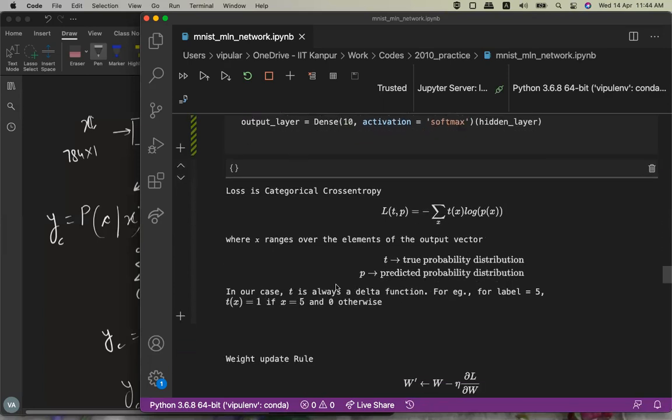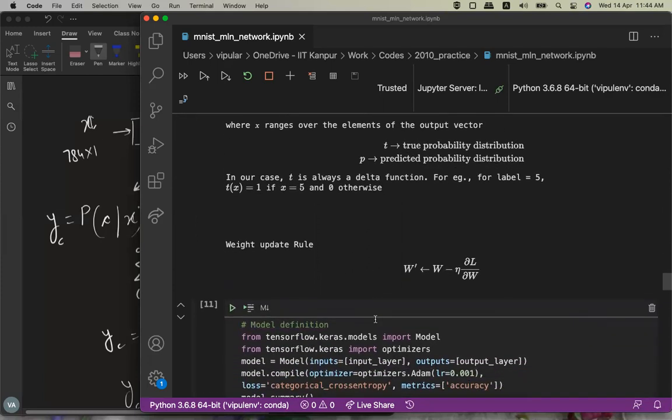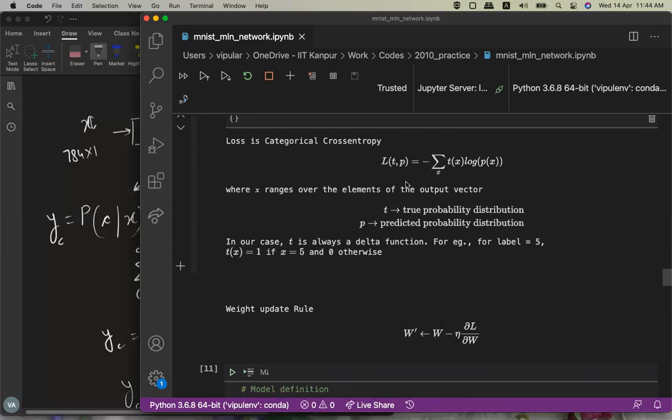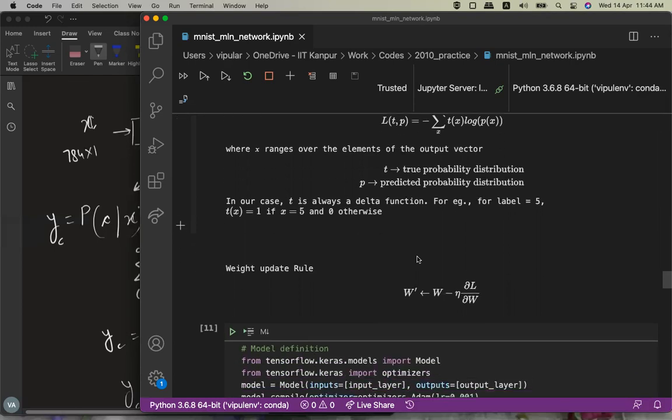So my t is always a delta function. It's a Kronecker delta function. And for label 5, t of x is 1 for x equal to 5 and 0 otherwise. So then we have defined our loss function. Now we have to train our network. We have to use an optimization scheme to update the weights of my network, the weights and biases.